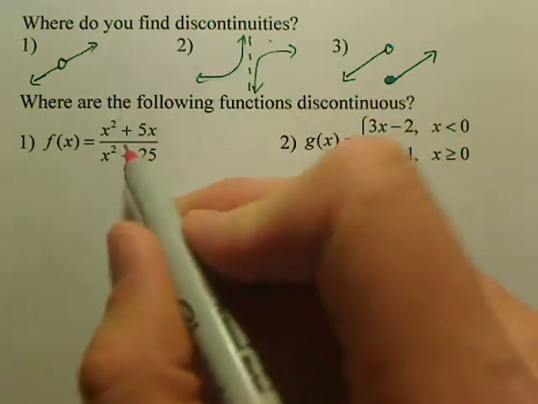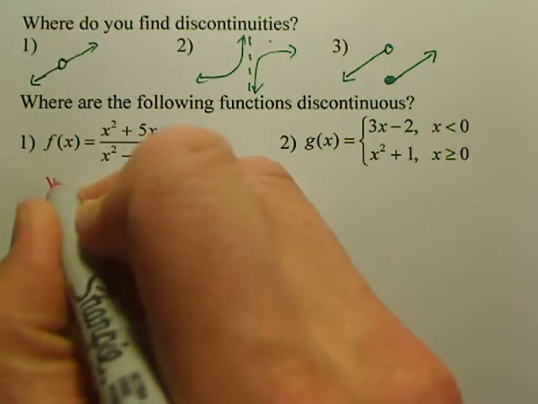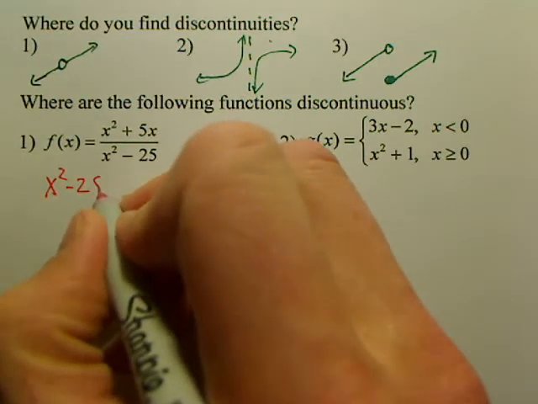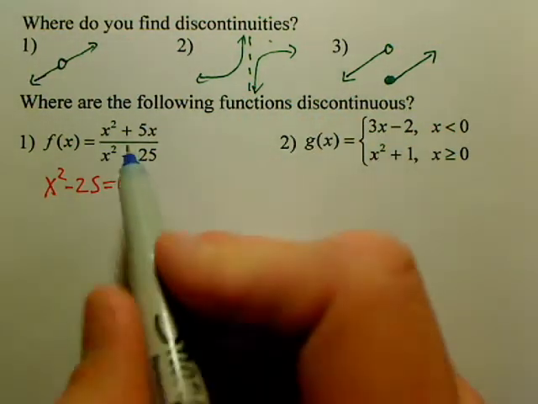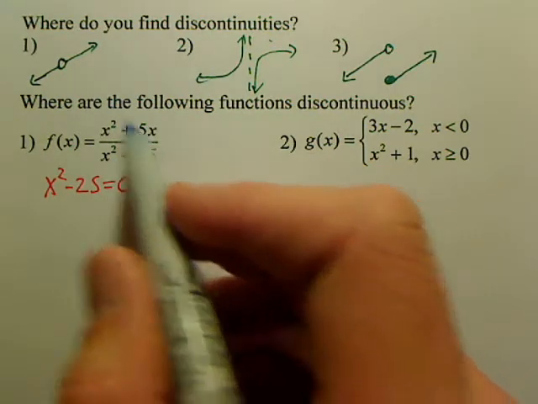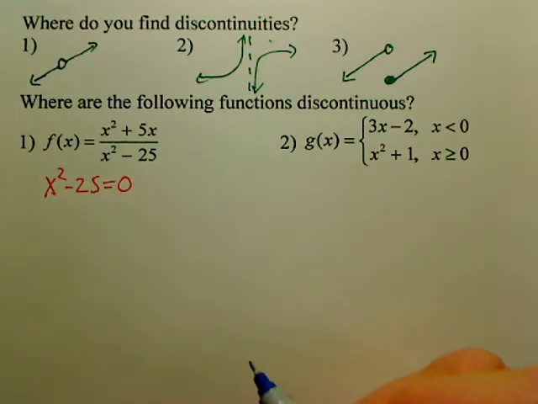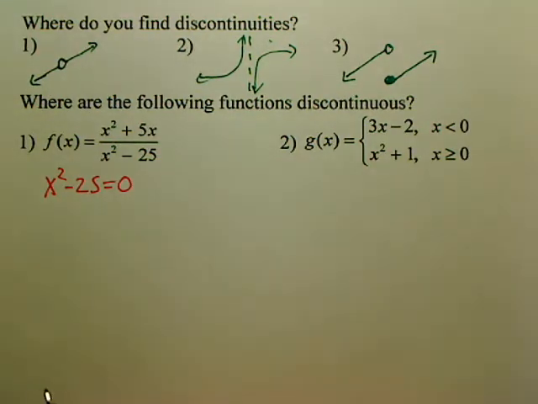So without even graphing, I could look at this and just look here at the denominator and go, what would cause the denominator x squared minus 25 to equal 0? What would make the denominator equal 0, causing an error in the function, which would then create one of these types of discontinuities on the graph? So let's solve that, and that will give us our discontinuities.